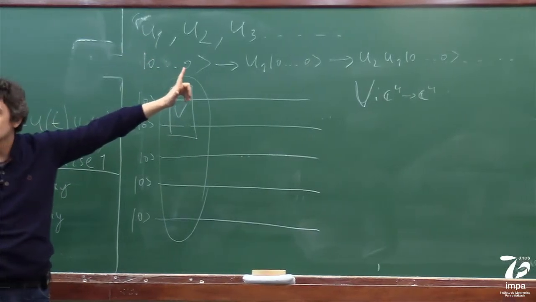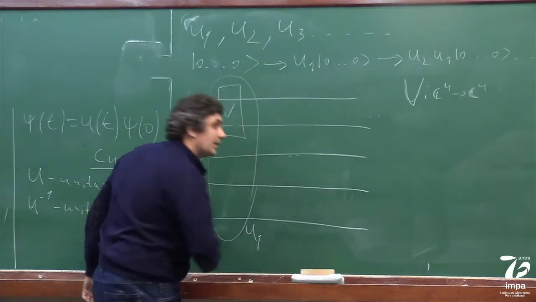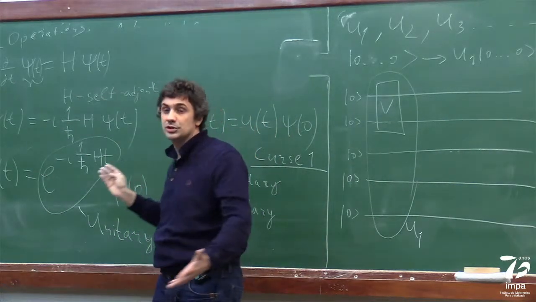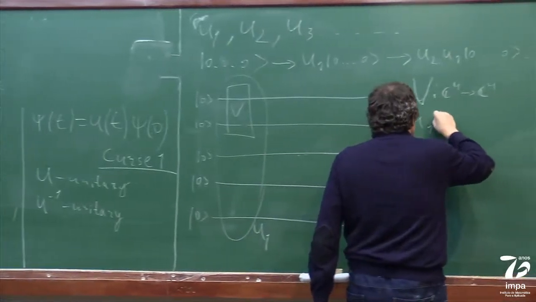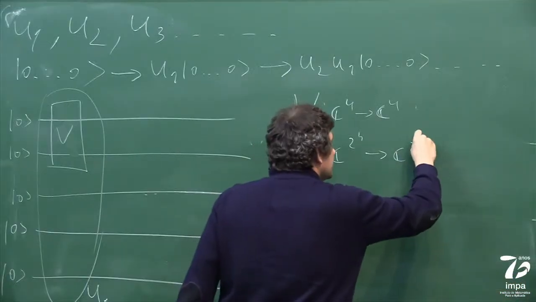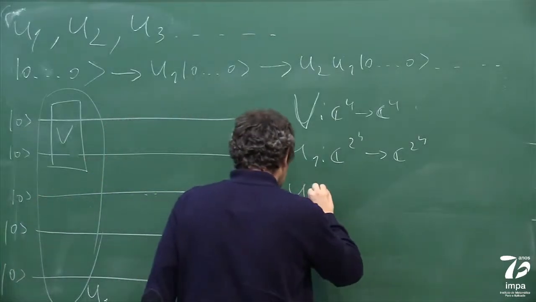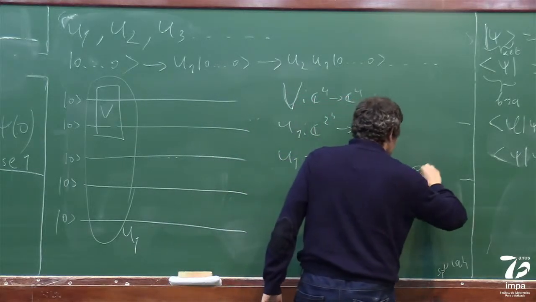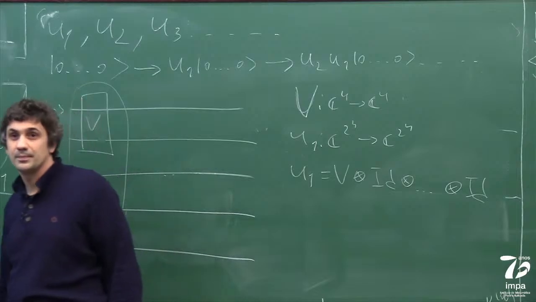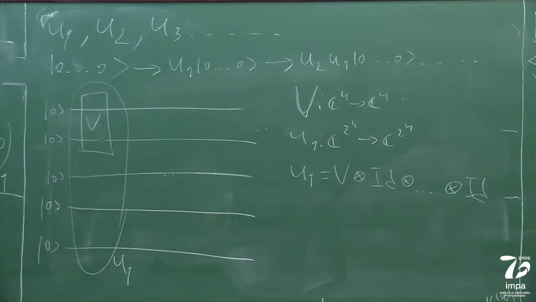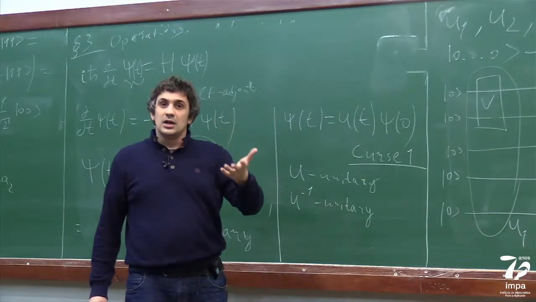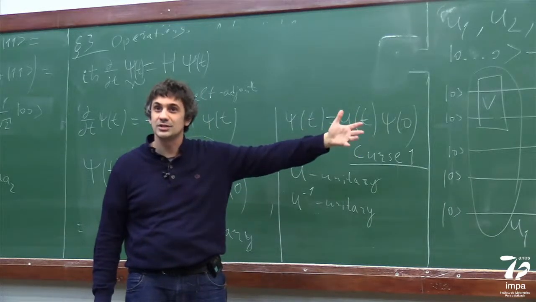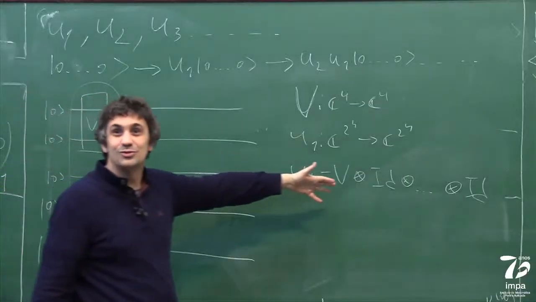Let me wait a few seconds. I will show the relation between them. Here is U1, which acts on all qubits, because the unitary operators which I introduced here must be from C to the power 2n to C to the power 2n. In the end, U1 would be equal to V tensor product identities on all other qubits. Then it's a proper dimension of the operator and so on. In the next lecture, I will show how to manipulate with this, because it might be quite confusing and it's not easy to follow this notation.